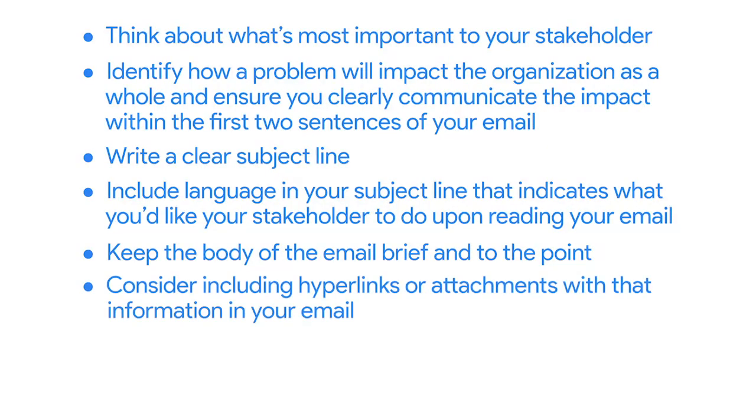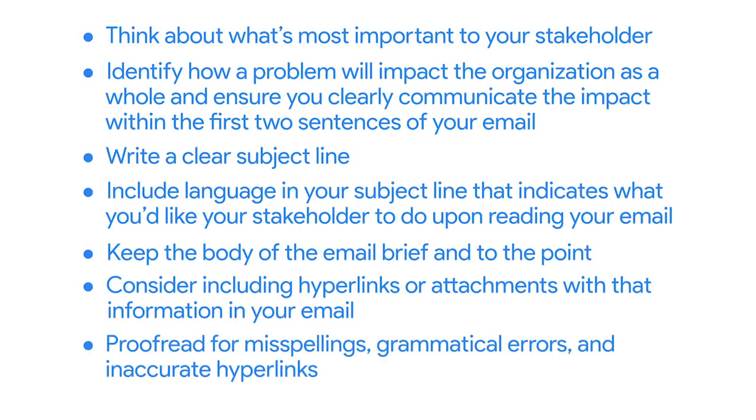That's it. Write 1 or 2 sentences that summarize your problem, along with another sentence that identifies how the problem may impact your organization's OKRs. If there are documents or additional information that your stakeholder might need to review to make an informed decision, consider including hyperlinks or attachments with the information in your email. Once you've finished writing your email, be sure to proofread it for misspellings, grammatical errors, and inaccurate hyperlinks. Use spell check and other grammar check functions in your email application or online to help you make sure everything looks good.